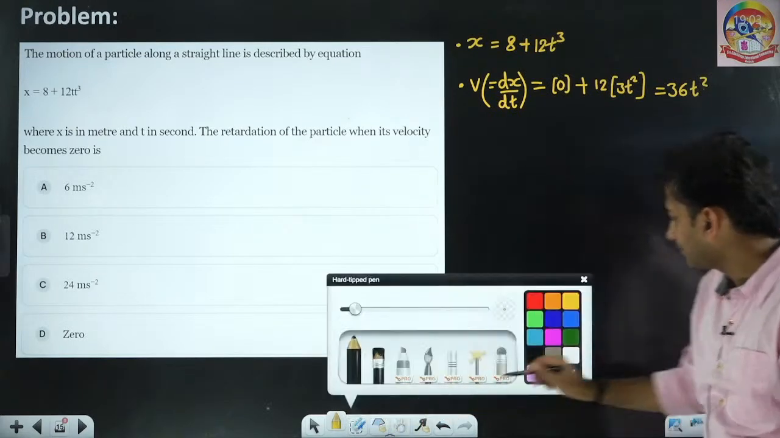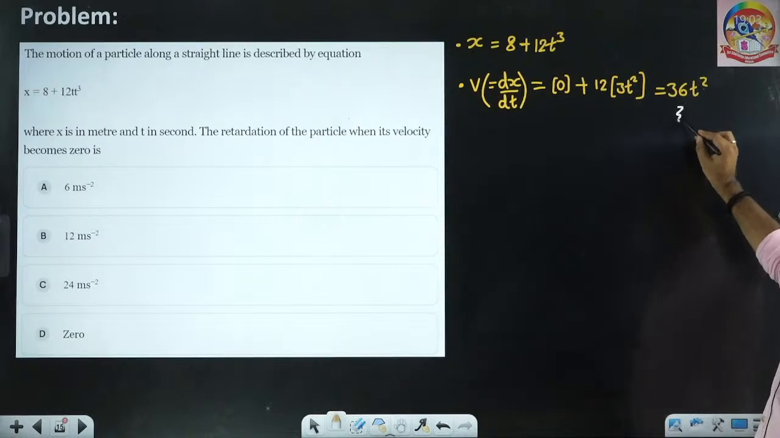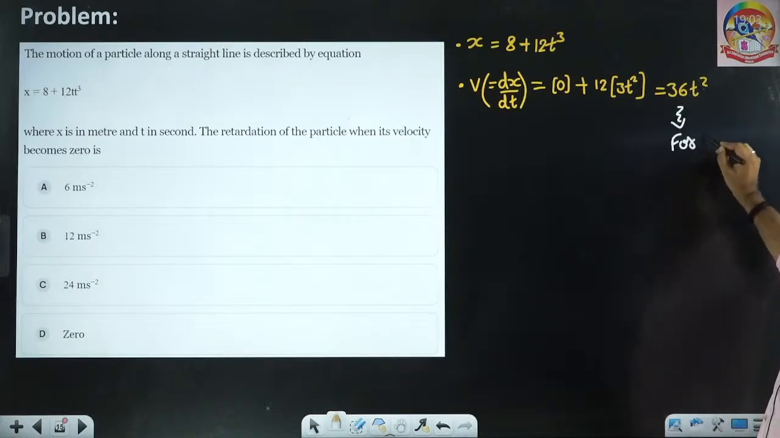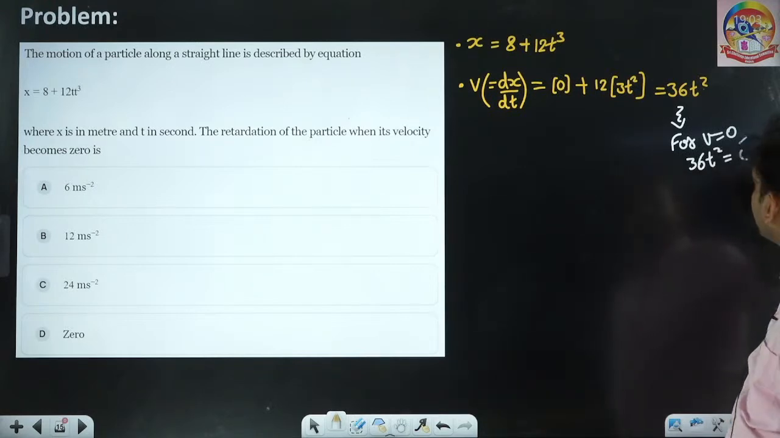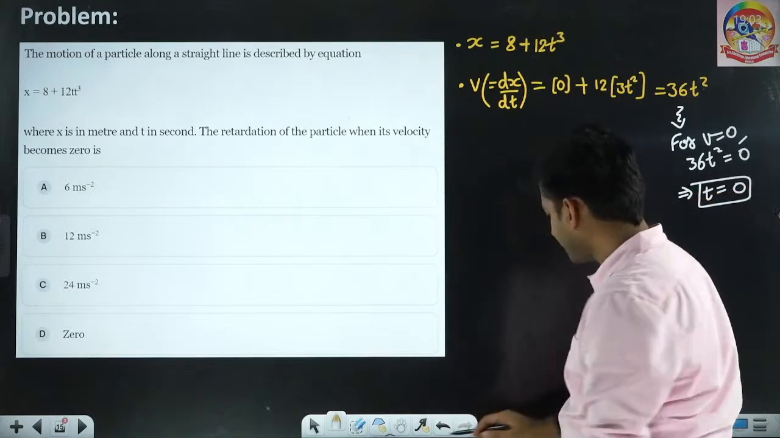And they are saying the retardation of the particle when its velocity becomes 0. So for v to be equal to 0, can I say 36 t square is 0? This implies t is also equal to 0.